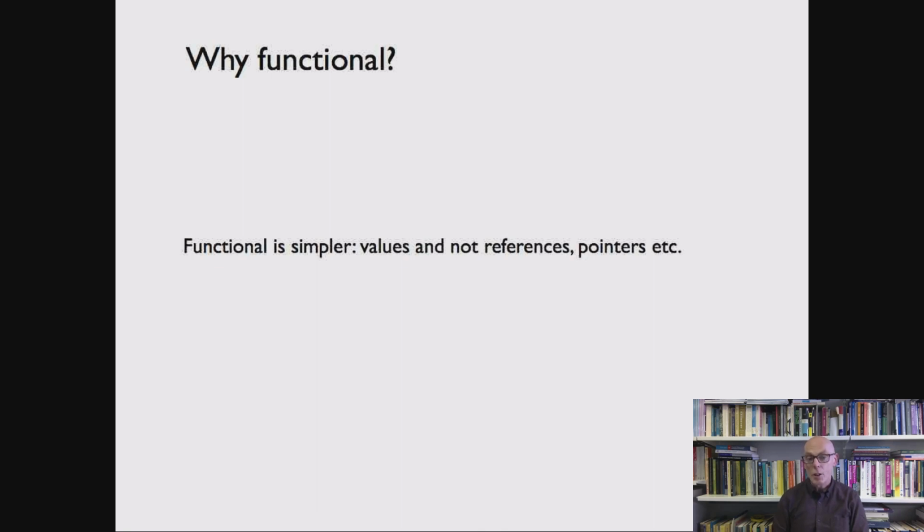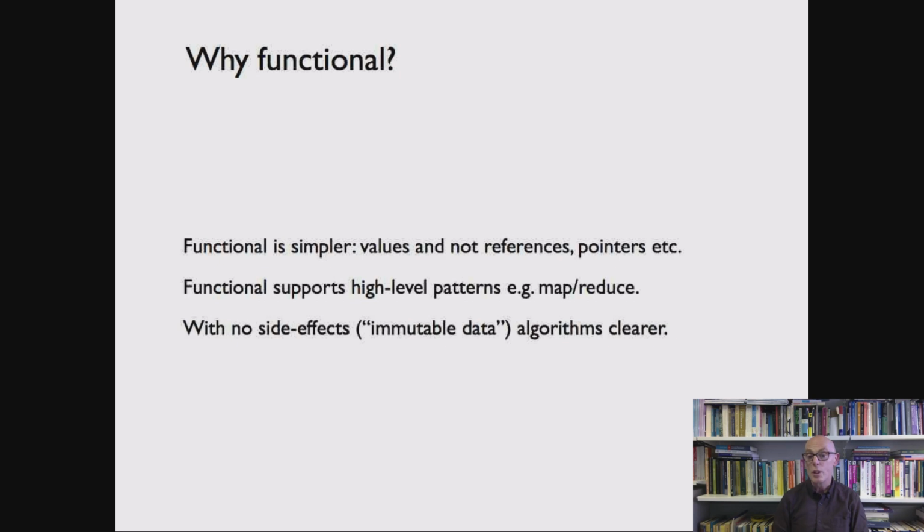Now, why is Erlang functional at basis? Well, the model is simple. We just have values. We don't have things like references, pointers, and so on. We just have values, expressions whose values are calculated. The functional model also supports some high-level patterns that have become very important in practice, things like MapReduce, because it's a simple value-based approach to programming. Functions themselves can be values, and those can be passed as arguments to or results of high-level operations like map or reduce.